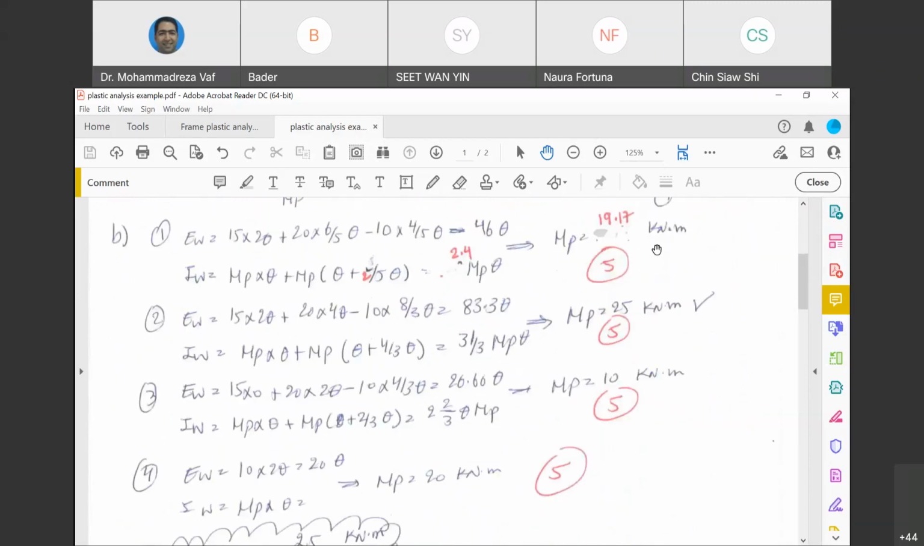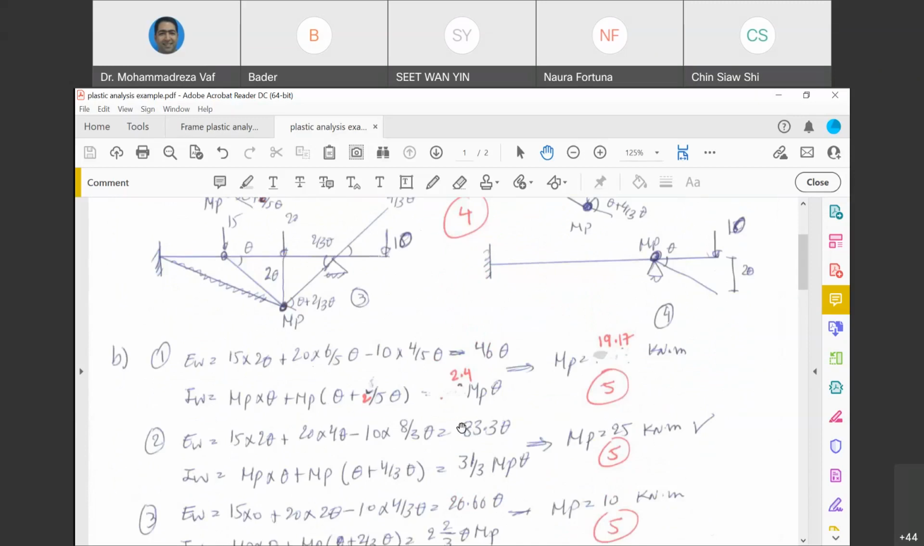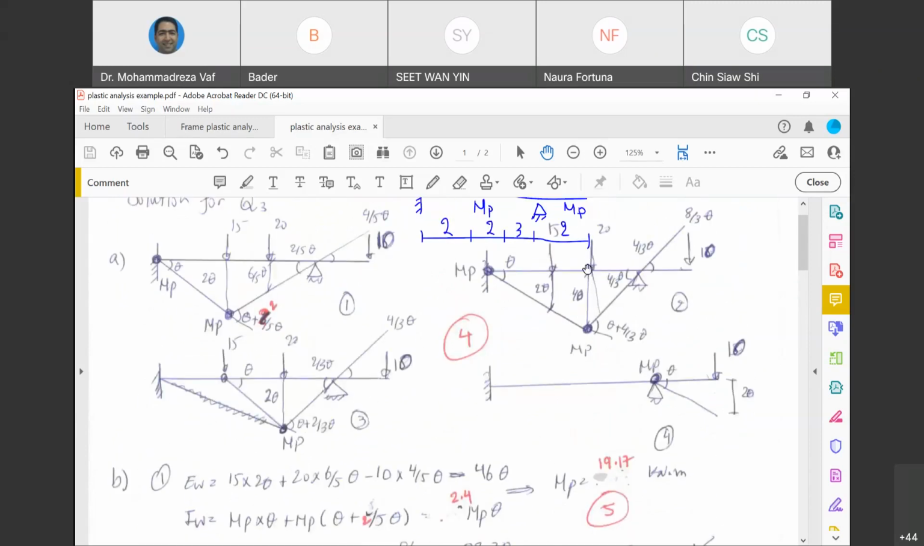As we said, the largest value is the critical one, which is 25. So you need to have a beam that can provide at least 25 kilonewton meter to avoid collapse of this beam. And number 2 is the one that can give you a real collapse condition. So this is the collapse condition that can occur because it requires a larger Mp. The other collapse conditions will not occur because this is more critical than the others.